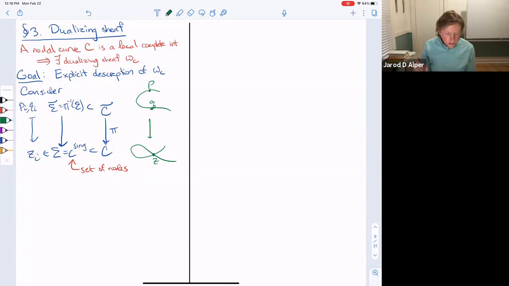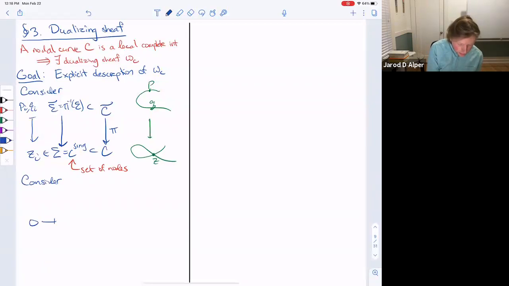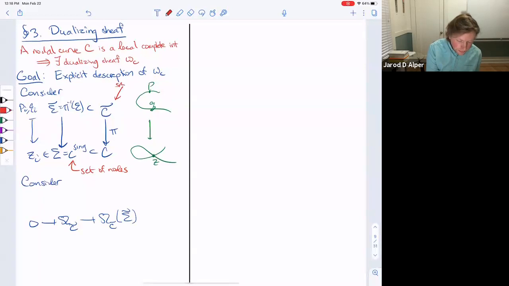And so we're going to define the omega c using the sheaf of differentials on the normalization. Let's consider this exact sequence. So I have the sheaf of differentials on the normalization, and I could also twist that by the divisor sigma tilde, right? Remember, c tilde is a smooth curve, and sigma is just a divisor. And the quotient is the structure sheaf of sigma tilde.